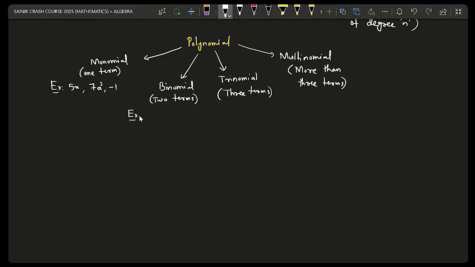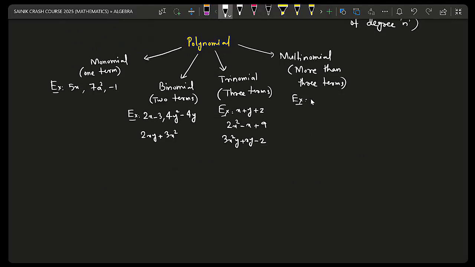Binomial, having two terms. 2x minus 3, there are two terms, so it is a binomial. 4y square minus 4y, having two terms, binomial. 2xy plus 3x square, having two terms, so it is a binomial. Trinomial, having three terms. x plus y plus z, there are three terms in it, so it is a trinomial. 2x square minus x plus 9, it is a trinomial. 3x square y plus xy minus 2, it's a trinomial.